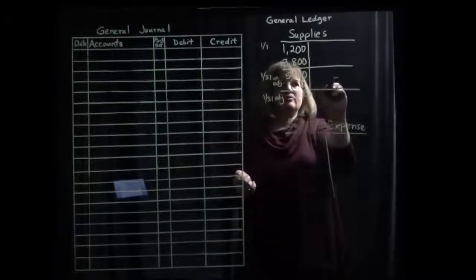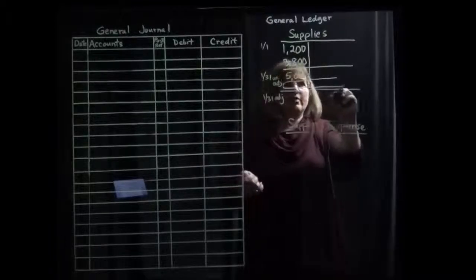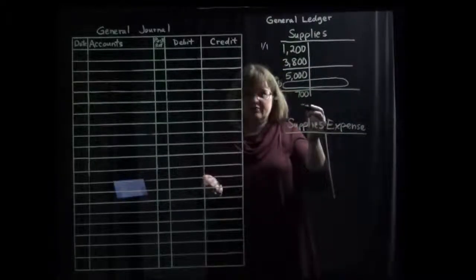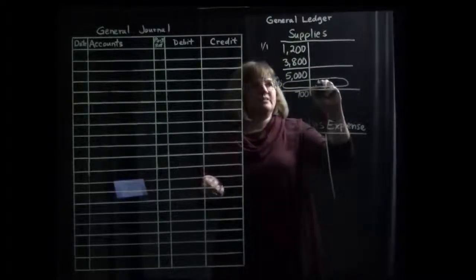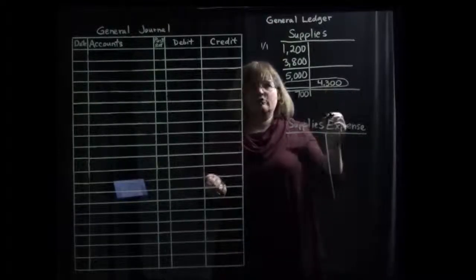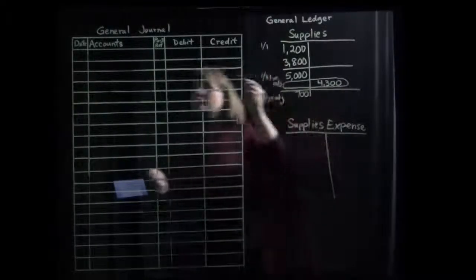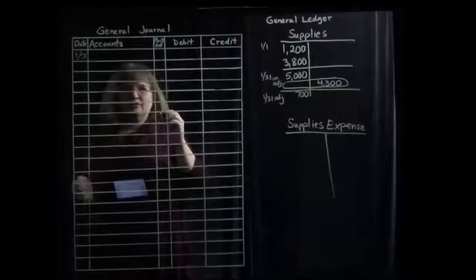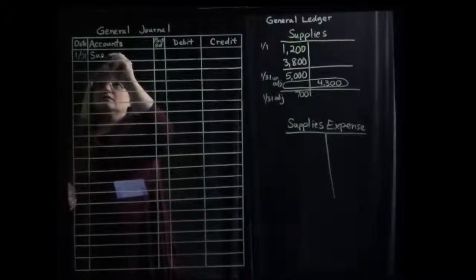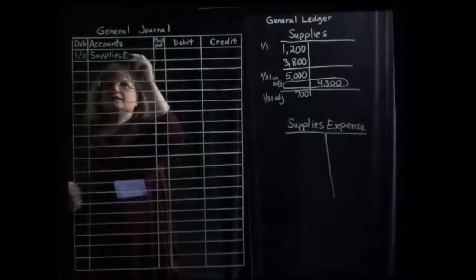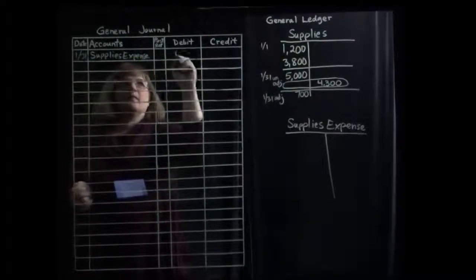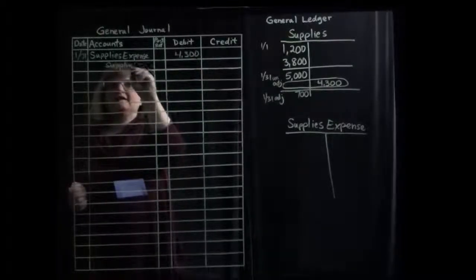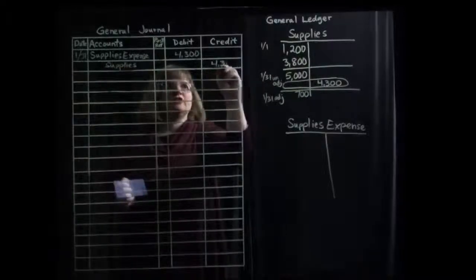Well, in order to get our supplies account from a balance of $5,000 debit down to a balance of $700 debit, that means we're going to need to credit the supplies account by $4,300. The way that's going to happen is we're going to make an adjusting journal entry at the end of January by debiting supplies expense for $4,300 and crediting supplies the asset for $4,300.